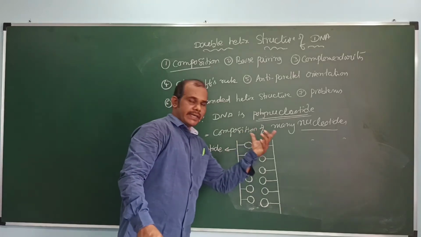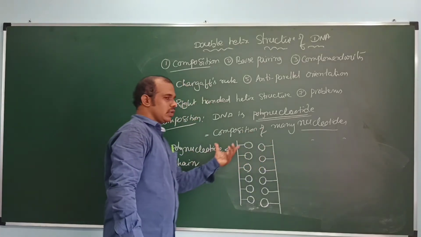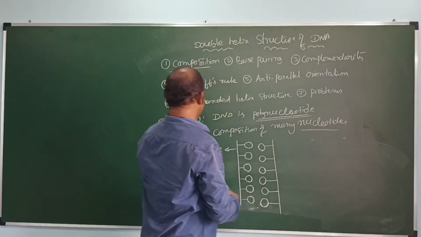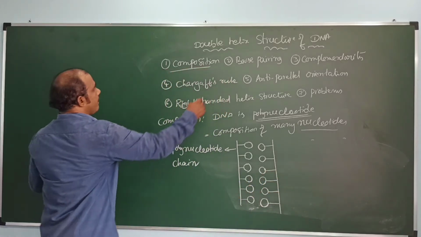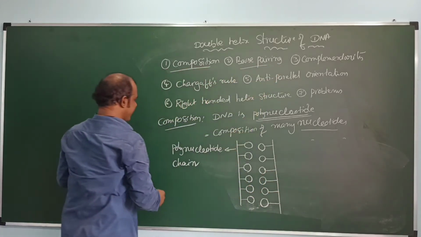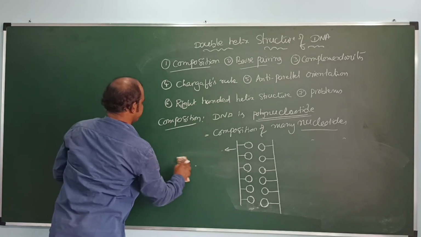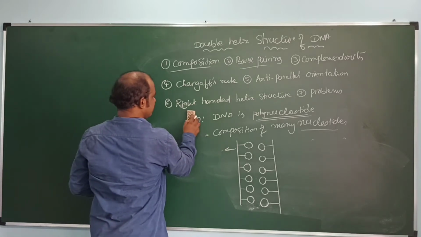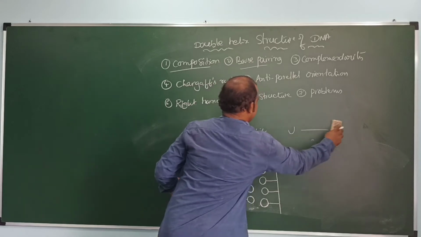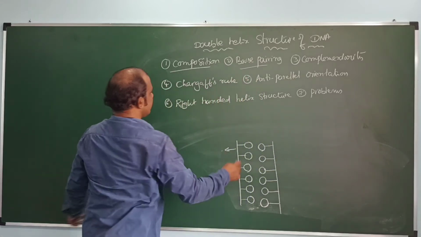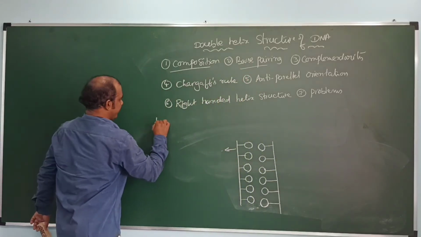Thus, the DNA is made up of two polynucleotide chains. Next, base pairing. What is base pairing? Let us know about base pairing.